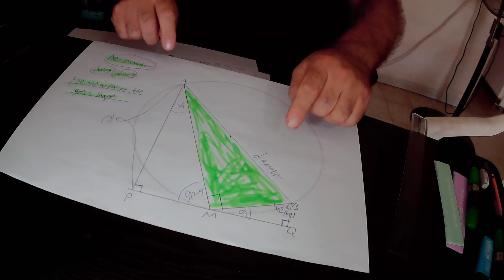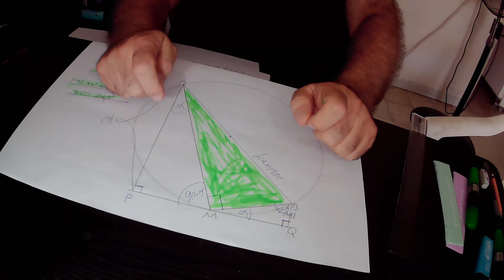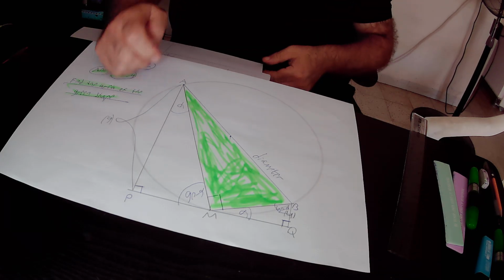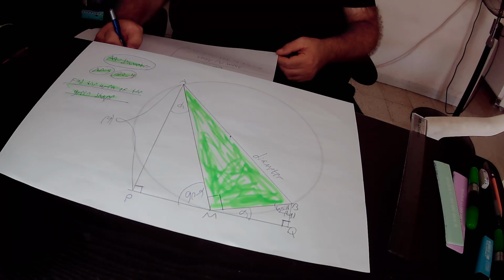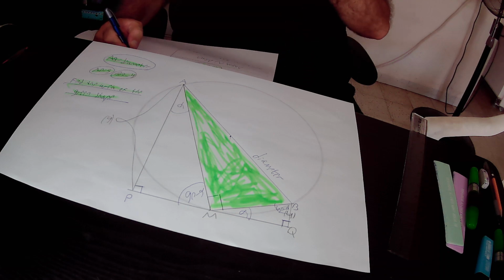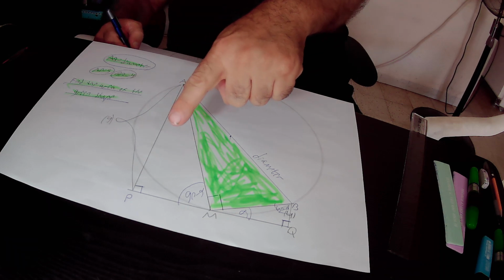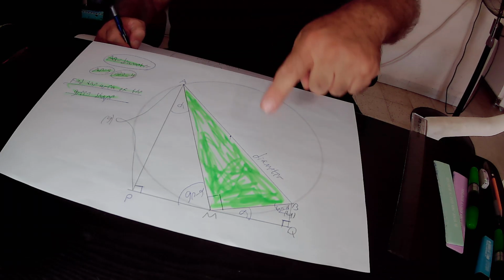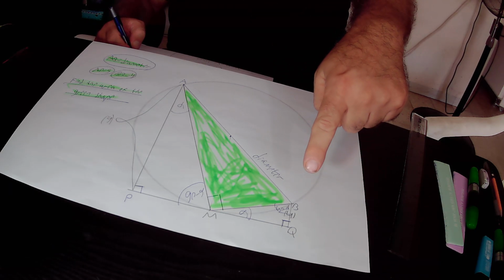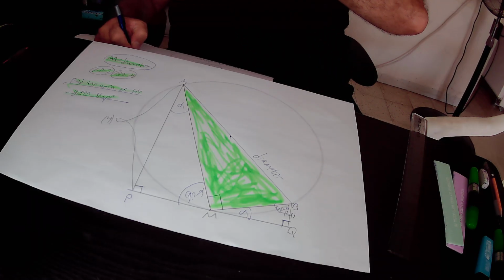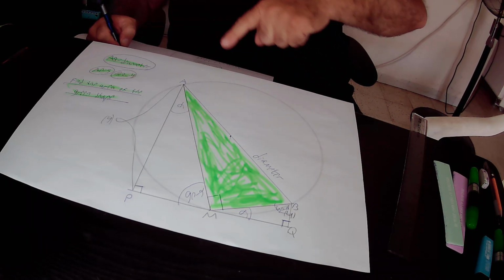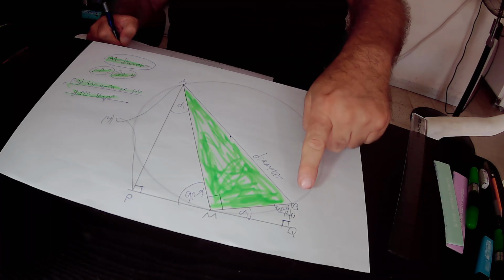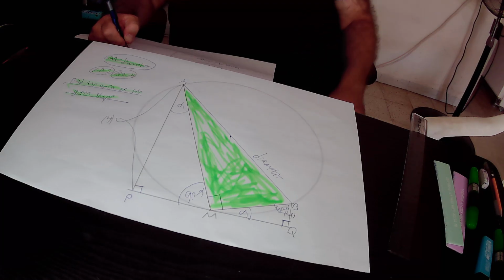From the fact that those two right triangles are similar to each other, we will derive that the following relationship exists between their sides. We will derive that side AP of this big right triangle APM over side MQ of this small right triangle BMQ is equal to side PM of the big right triangle APM over side BQ of the small right triangle BMQ.